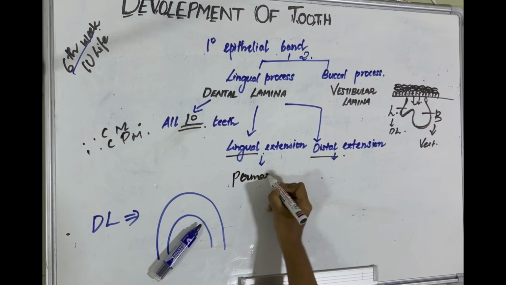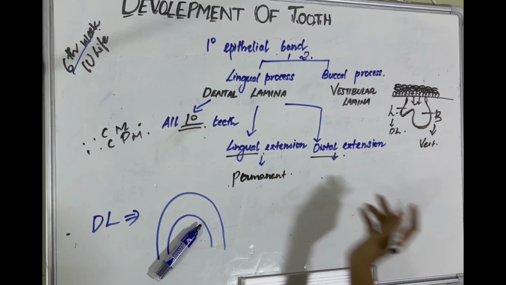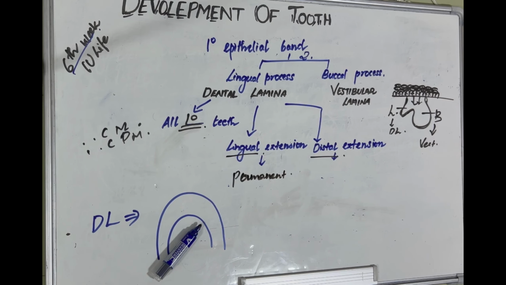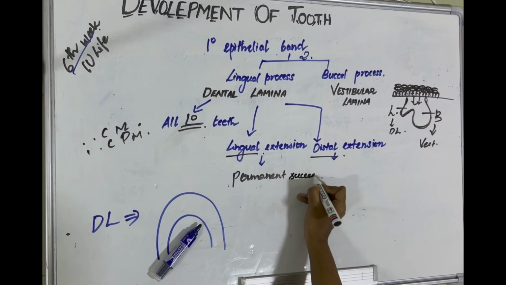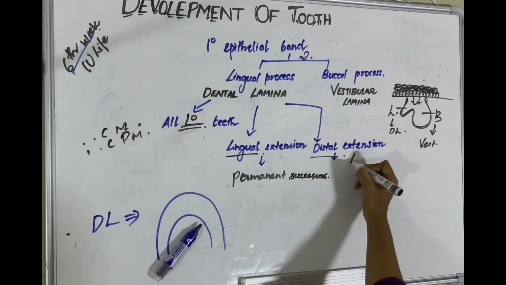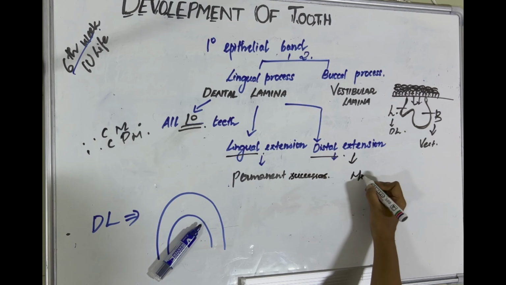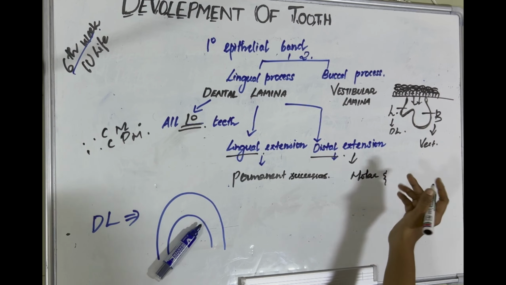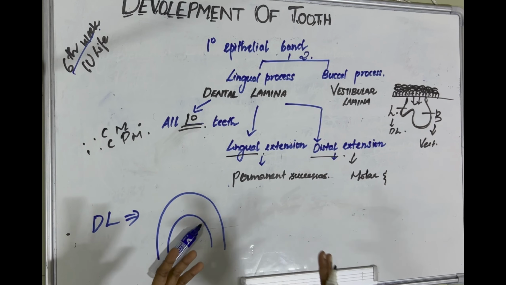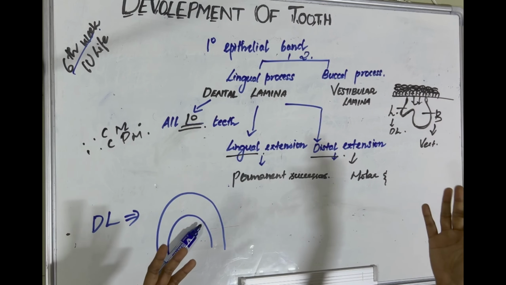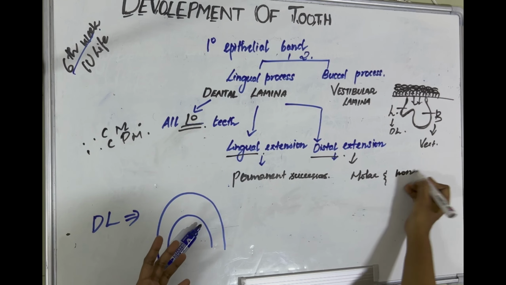All the permanent successors except the molar. And the distal extension will give rise to molar and non-succedaneous teeth. Non-succedaneous means supernumerary teeth. Those are the non-succedaneous teeth.